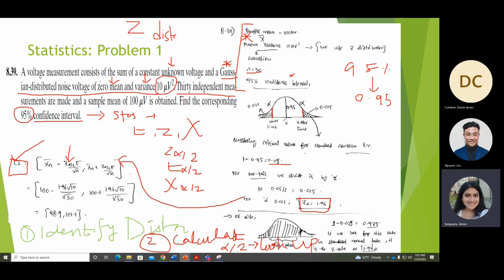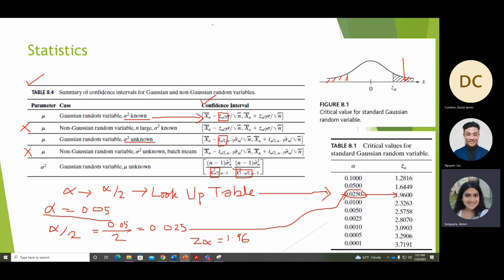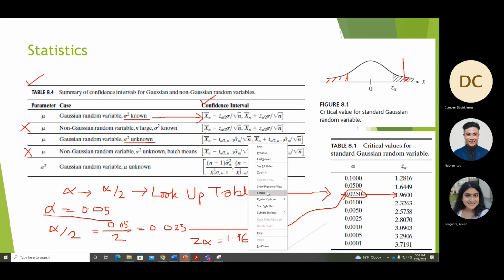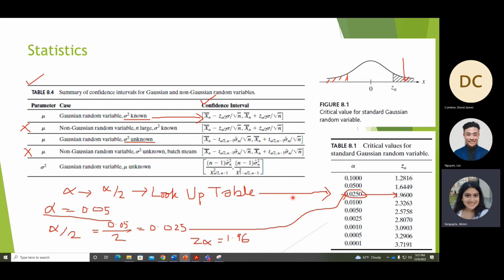So CI, where do you take the CI from? Let's erase these parts out so that you can see it clearly. So CI is these parts. CI will be given to you. The first step of the CI is xn minus Z of alpha by 2 sigma divided by square root of n. This is one interval. This is the second interval.